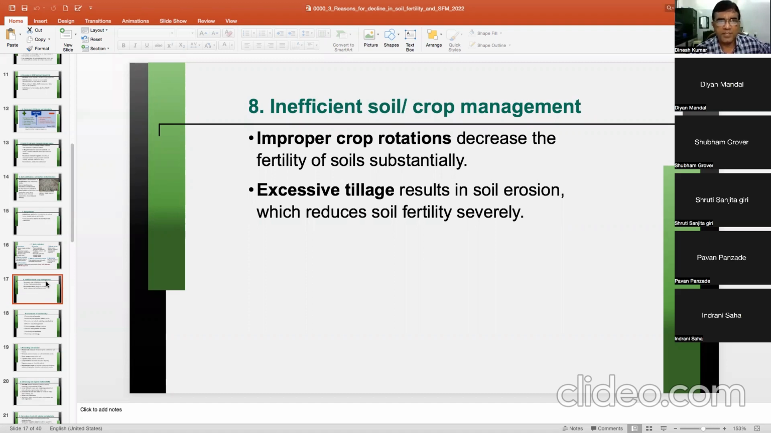Similarly, excessive tillage, too much tillage, can also reduce fertility. Besides this, there are many more practices. If your water management is not good, you can lose fertility. Many times, farmers use canal irrigation. In canal irrigated areas, sometimes they unnecessarily apply water, assuming it will increase their yield. But at the same time, they can lose nutrients by leaching, and nitrogen by denitrification. So many other practices also affect fertility. We need to have efficient soil and crop management practices.